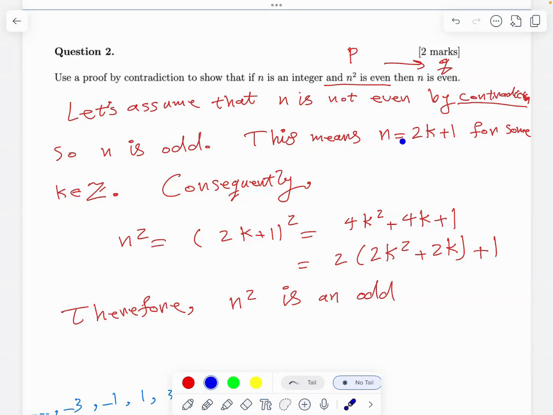Now let's use this situation. So n squared will be (2k plus 1) to the power 2. Expanding this means 4k squared plus 4k plus 1. I will factorize 2 here: 2 times some integer, 2k squared plus 2k, plus 1. So this means n squared is in the form of 2 times some integer plus 1, which means n squared is also odd.